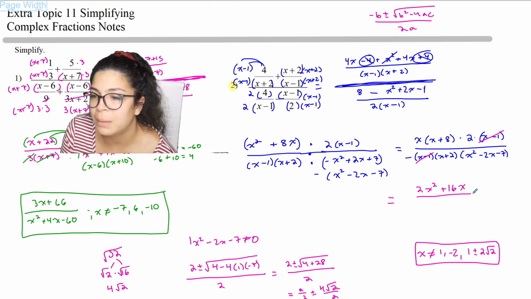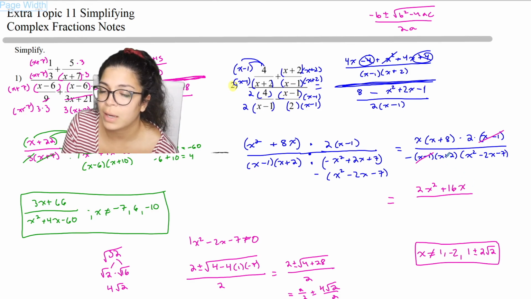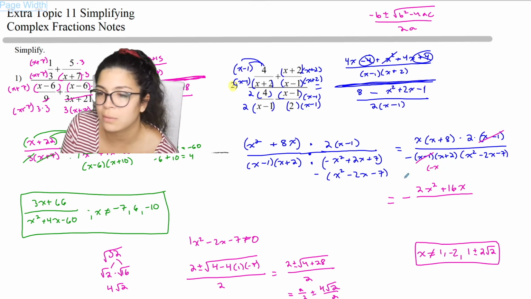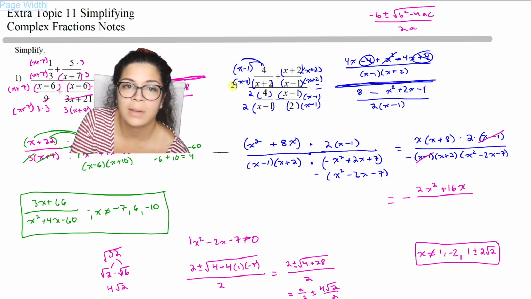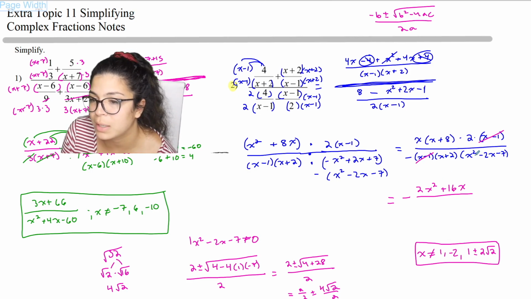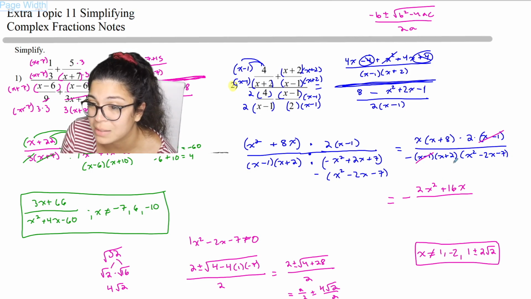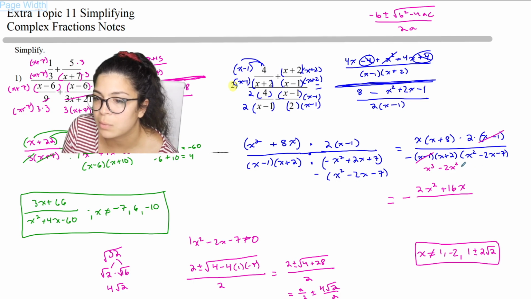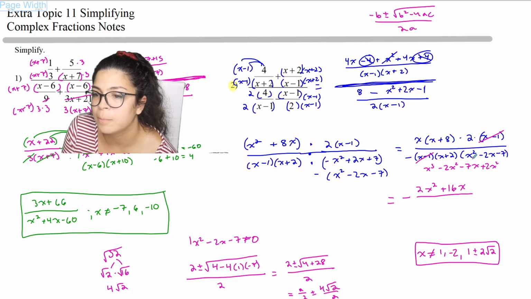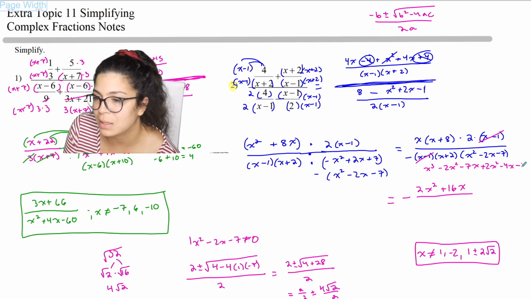And then in our denominator, we have a negative. Actually, we could just make the whole fraction negative and not have to worry about that negative. Just move the negative to the whole fraction. And then now we can multiply x plus 2 times x squared minus 2x minus 7. So x times x would be x cubed. x times negative 2x would be negative 2x squared. x times negative 7 would be negative 7x. 2 times x squared would be 2x squared. 2 times negative 2x would be negative 4x. And 2 times negative 7 is negative 14.